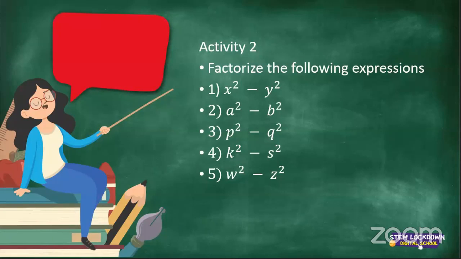What will be your answer there for the last one? Open brackets. W minus Z close brackets. Open brackets. W plus Z close brackets, sir. Exactly. So you'll have open bracket W minus Z, close bracket, and then open bracket W plus Z.